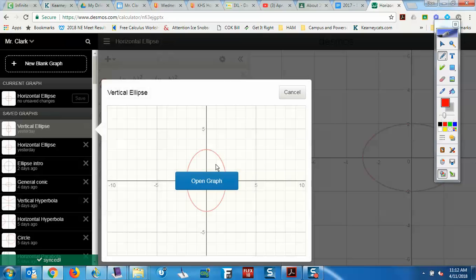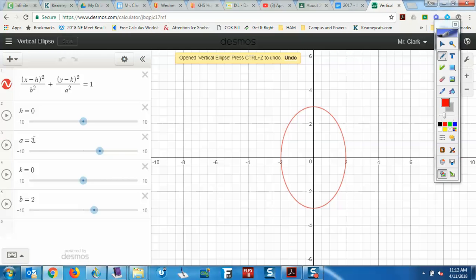A vertical ellipse would be when your bigger number here, your A, is underneath the y. So when your bigger number is underneath the y, then we're going up and down 3. And so that would be your vertices, and then your foci would be up and down as well. Okay? So those are kind of the basic things to know about the ellipse.